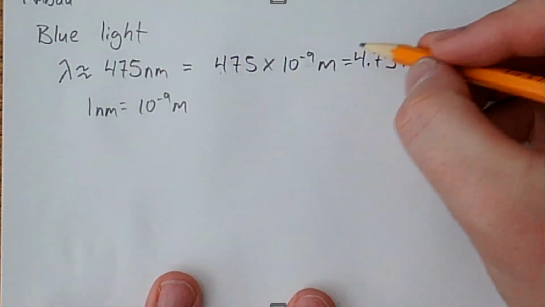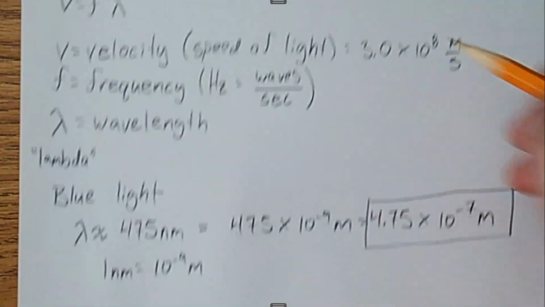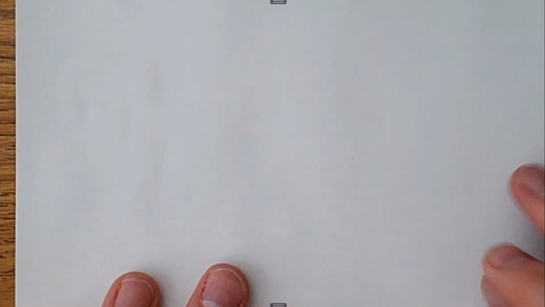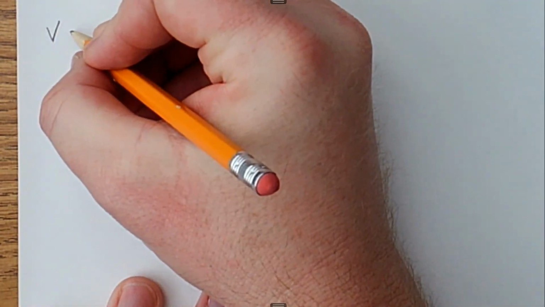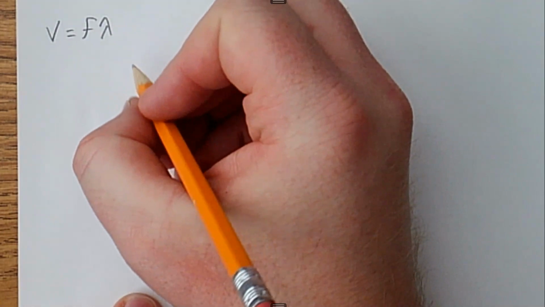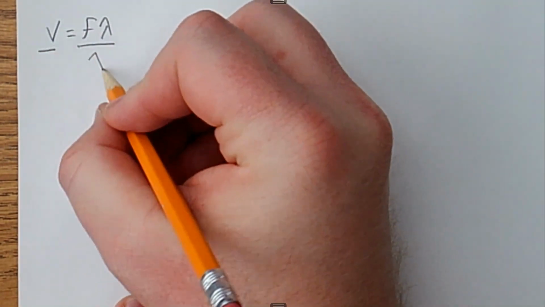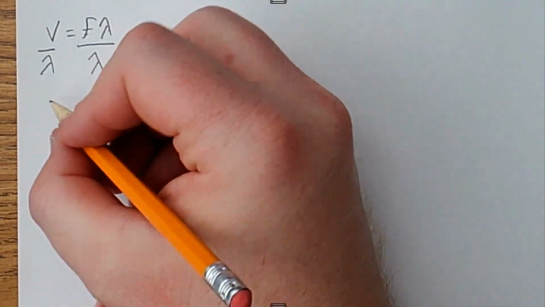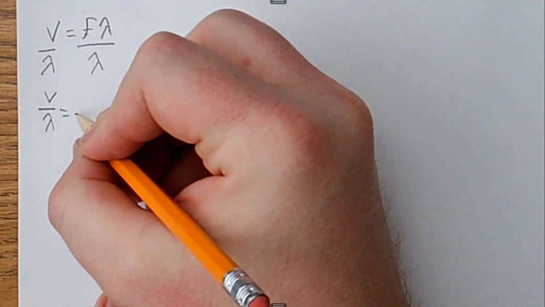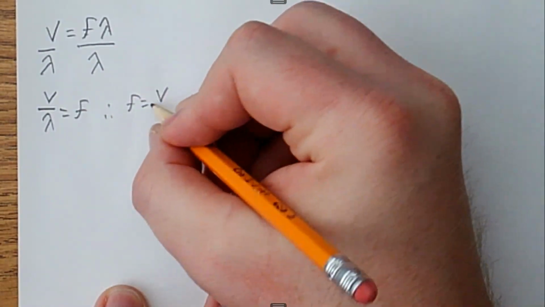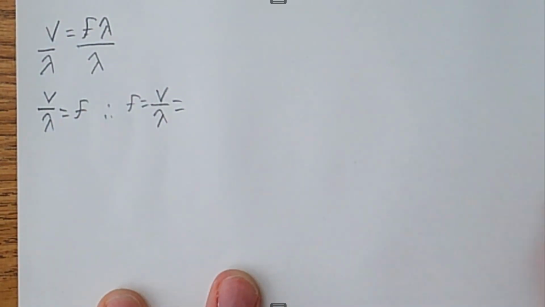So this 4.75 times 10 to the negative 7 meters is our wavelength. We have our velocity up here. So we have v, we have lambda, and we're going to calculate f. So if we're starting with the equation v equals f times lambda, how do we get f by itself? How do we isolate f? Shane? You divide both sides by lambda. Exactly. This is multiplication. This means f times lambda. So we're going to use the inverse operation. We're going to divide, and we end up with v over lambda equals f, which is the same as saying f equals v over lambda.